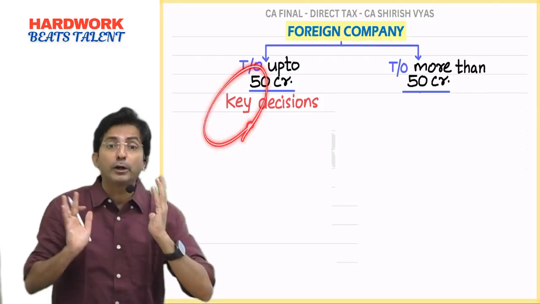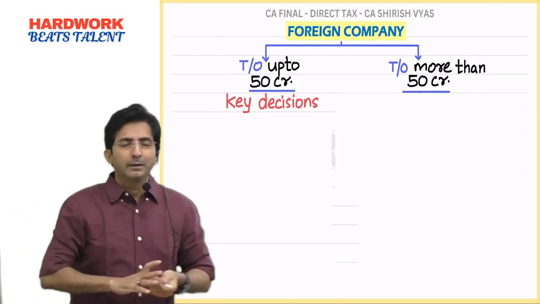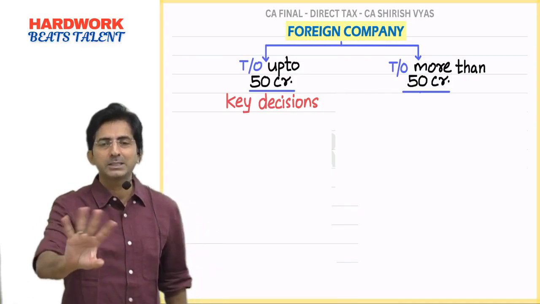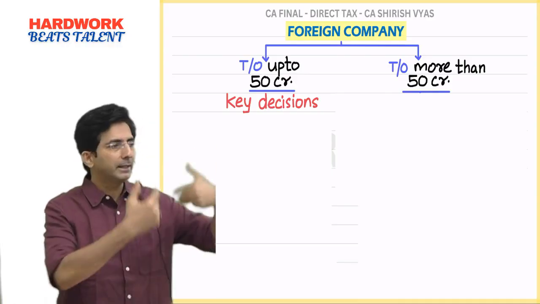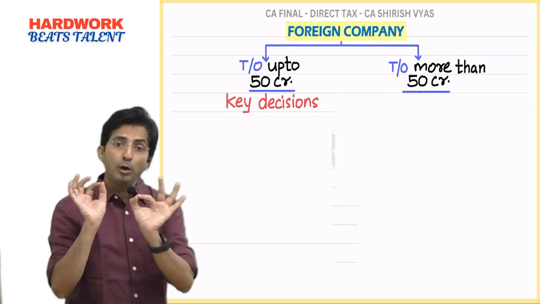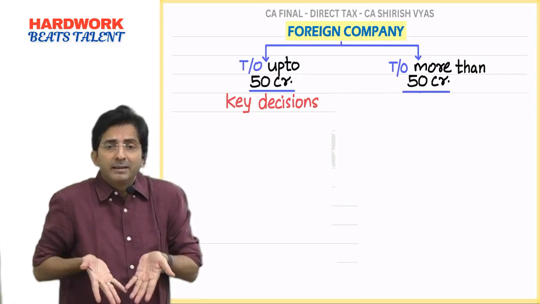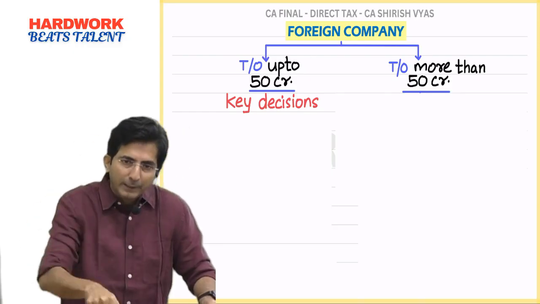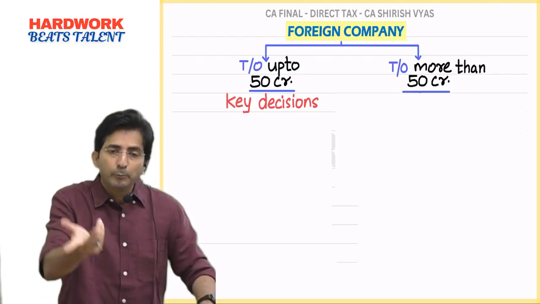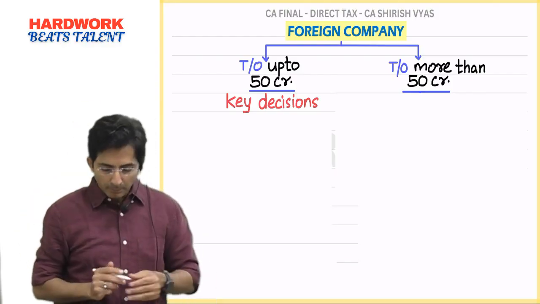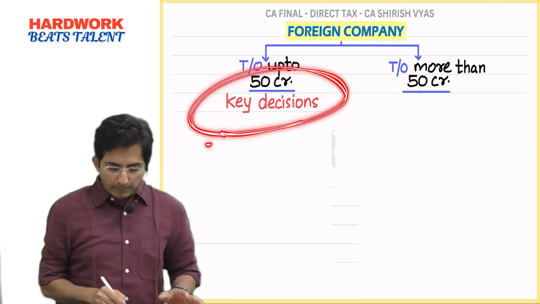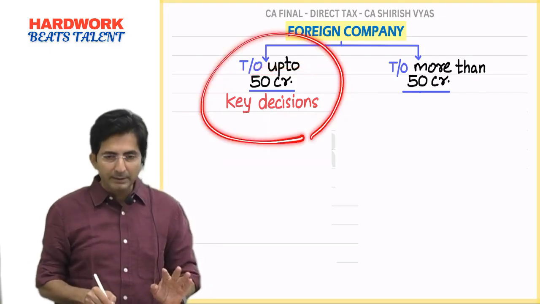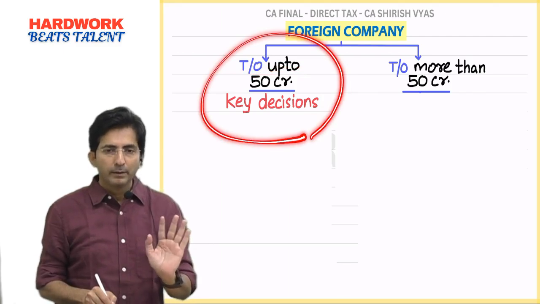decision means not routine decisions, key means important decisions. Appointing staff, taking a place on rent, these are routine decisions. If these routine decisions are happening in Switzerland, let it happen. But all important decisions are taken in India. So what will people say? That the Swiss company's place of effective management is in India. Then it becomes resident of India. In short, you have to see the place where key decisions are taken. But this is for a company having less turnover, not more than 50 crores.